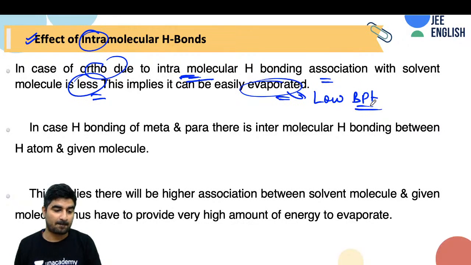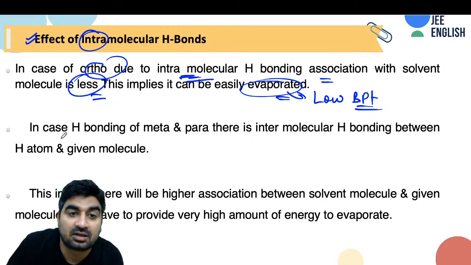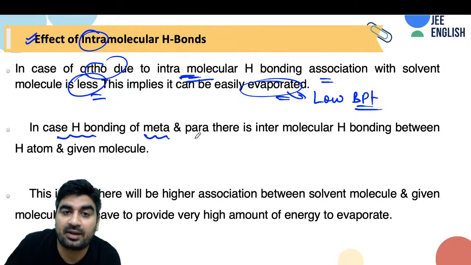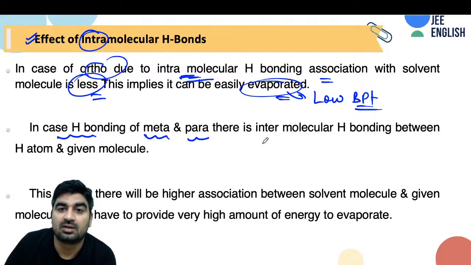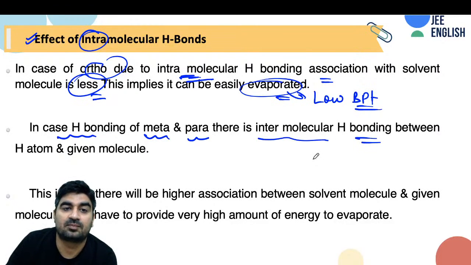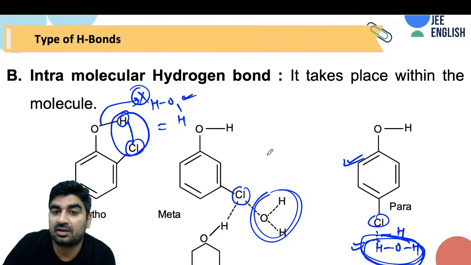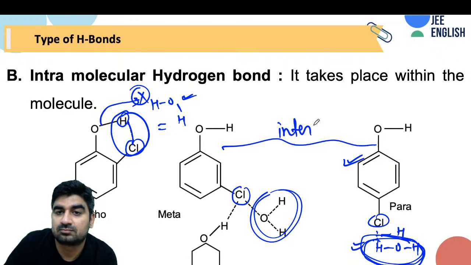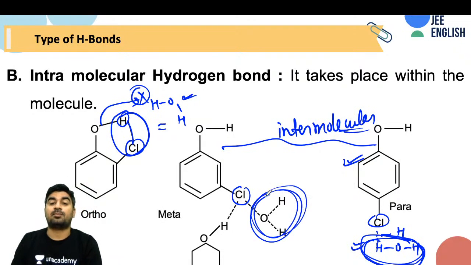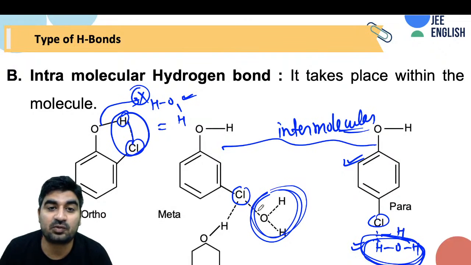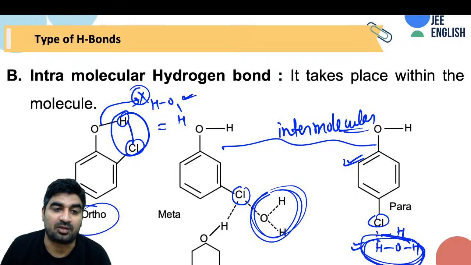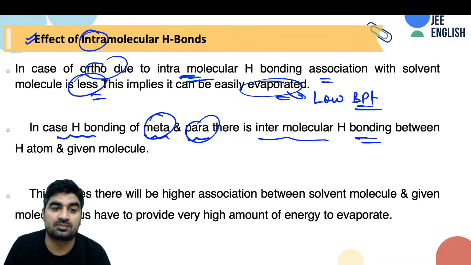Got it? Next point, in case of meta and para, there is intermolecular hydrogen bonding. So meta and para, what I was telling you already, they are forming intermolecular hydrogen bonds. So they are properly combined with the solvent. So it will be difficult to evaporate them. So their boiling point will be high. But ortho will have lower boiling point. Got it? Now next point.